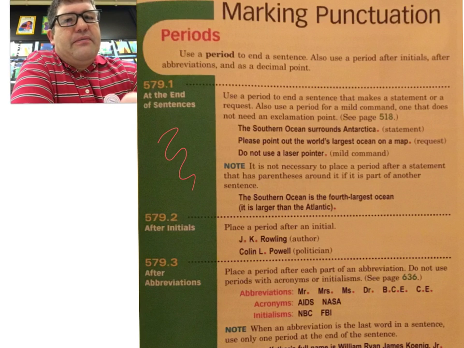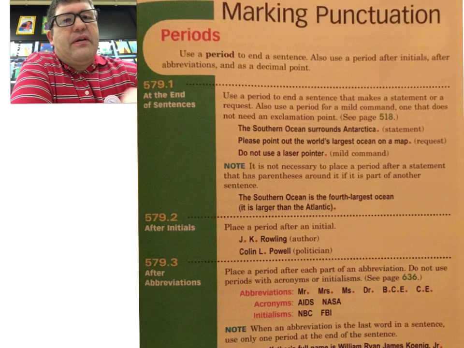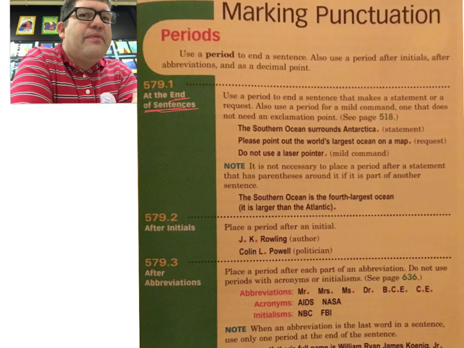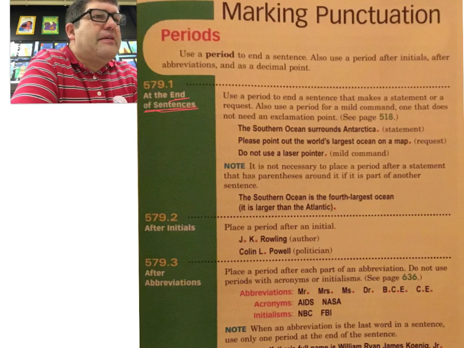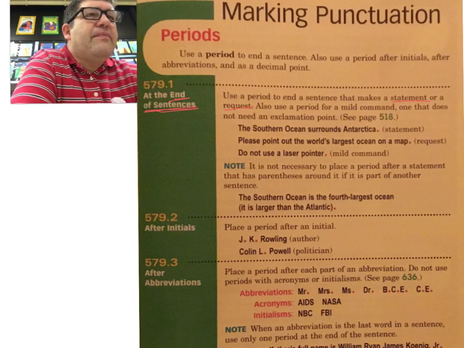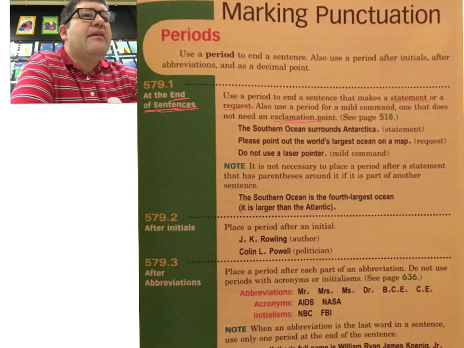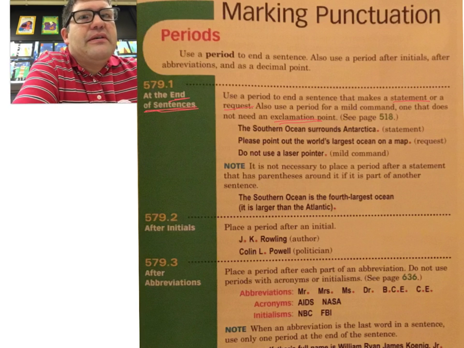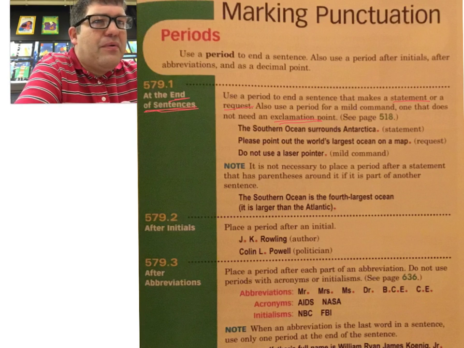Okay, so let's look over here. I think I can erase. There we go. Okay. So the first thing is, at the end of sentences, you need a period. Use a period at the end of a sentence that makes a statement or a request. Also use a period for a mild command, one that does not need an exclamation. So sometimes you might have a command or a wow, and you think, well, that's not a question, but it's an exclamation. This is if it's just a mild command, a statement, a request.